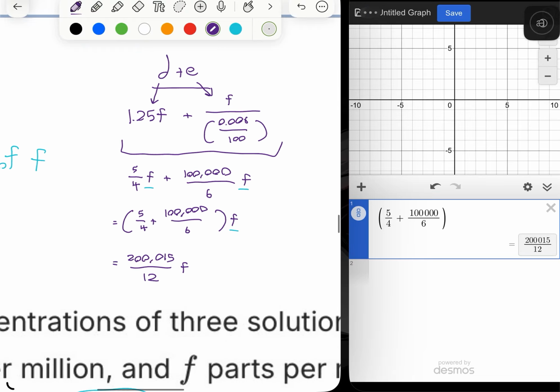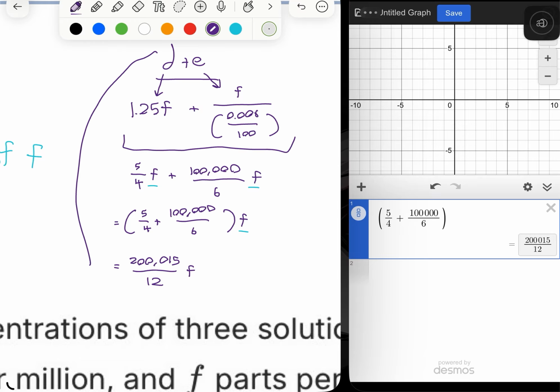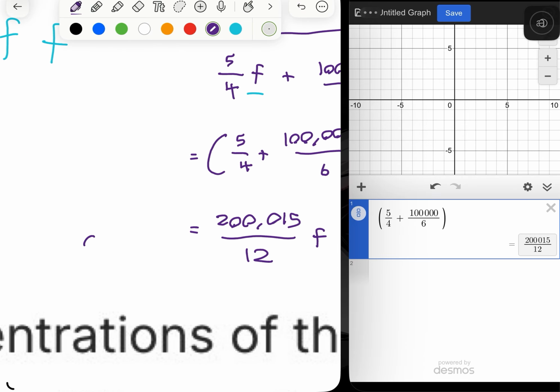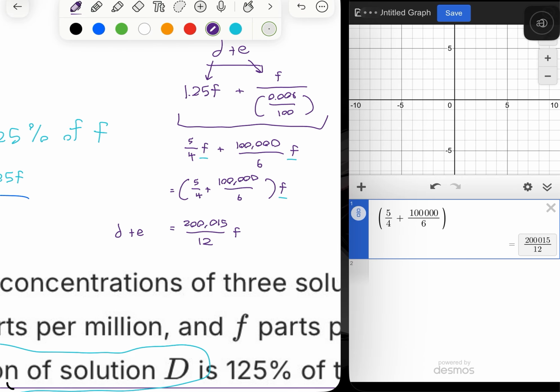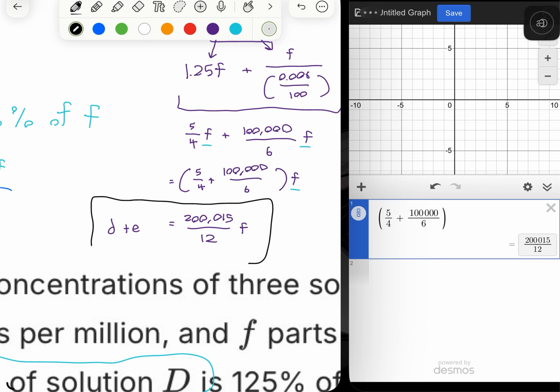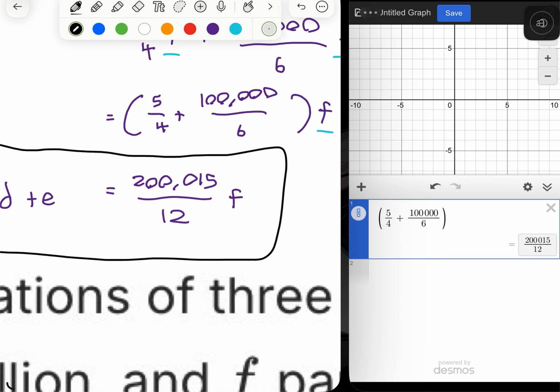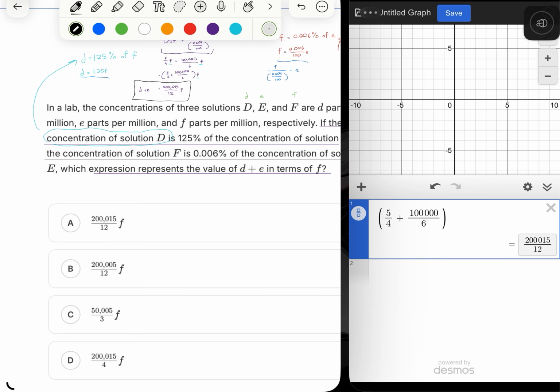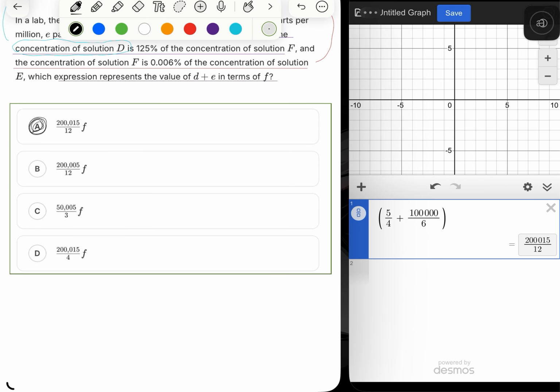and once again, all of this equals d plus e, so I'm just going to write that: d plus e equals this. And that's our answer. That's going to match with answer choice A here.